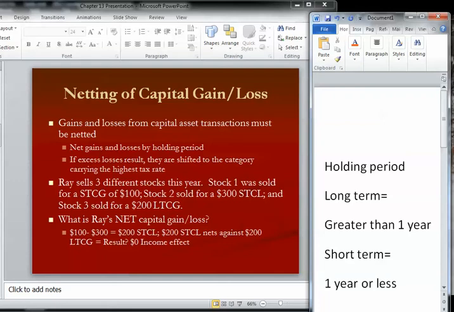So Ray's net capital gain or loss would end up being that he's allowed to take his short-term net loss of $200 for capital losses. He can net that against the long-term capital gain. So he actually will end up with zero income from these transactions, but he still has to record them on the tax return and report the three separate sales.